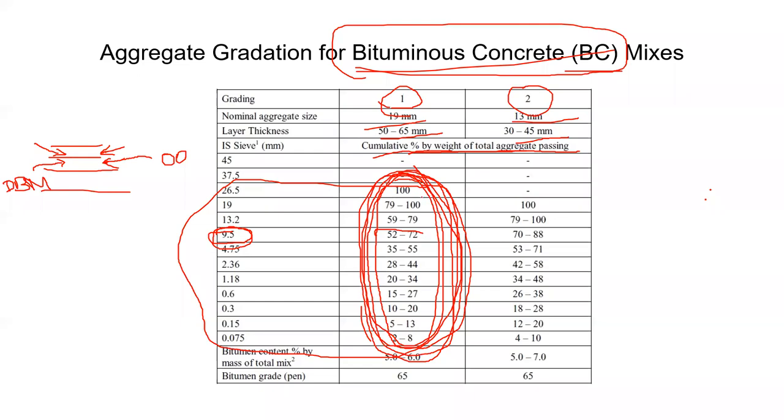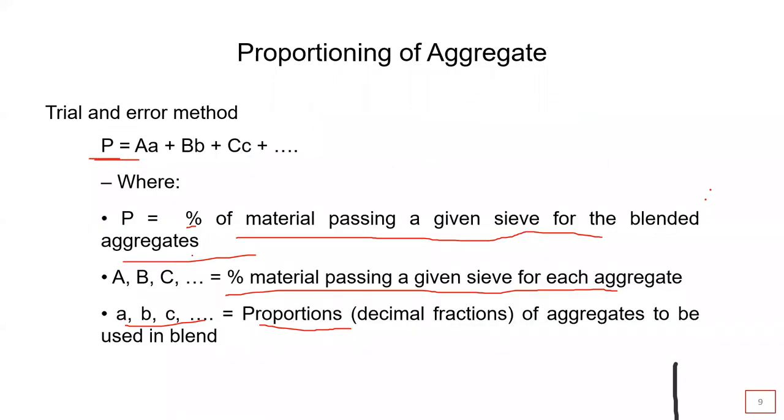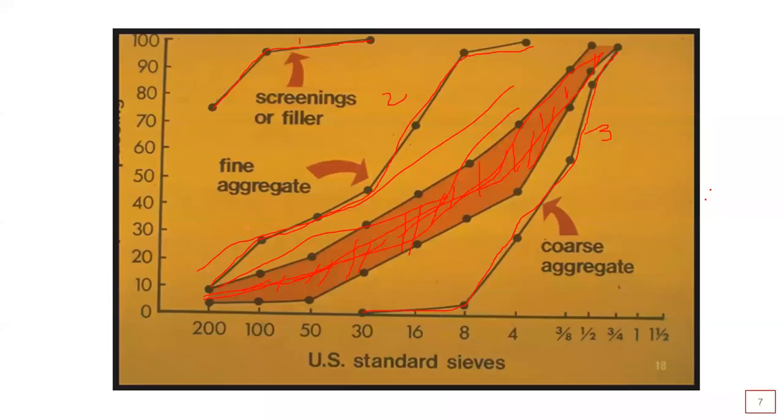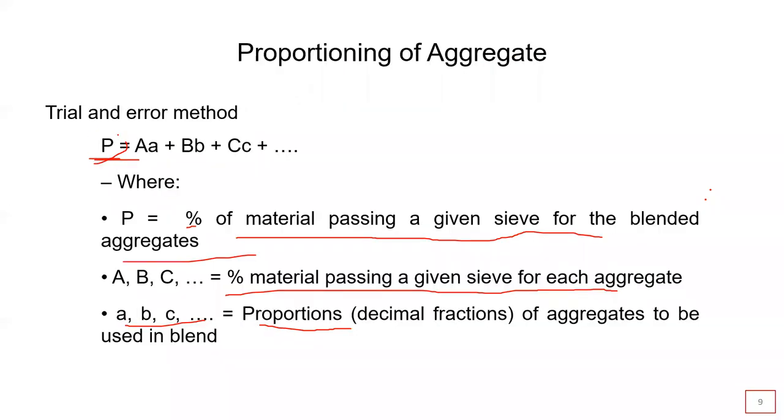All right, so for 9.5 mm chip size, we know that our desired range is 52 to 72. So that means this answer should be 52 to 72 if we use some kind of calculations here.